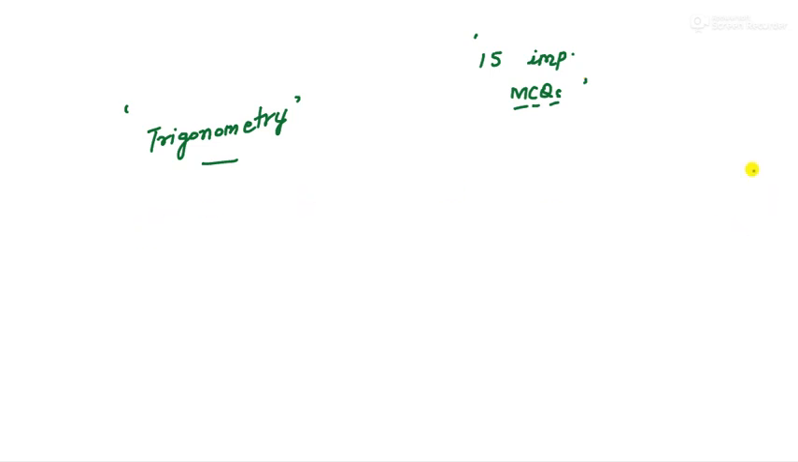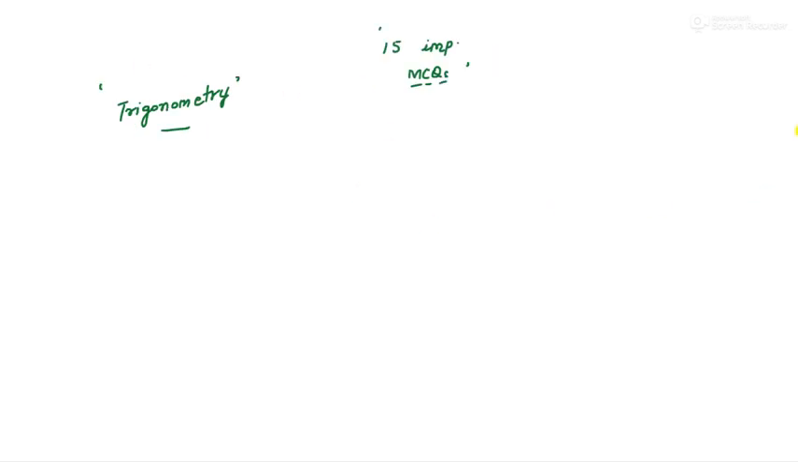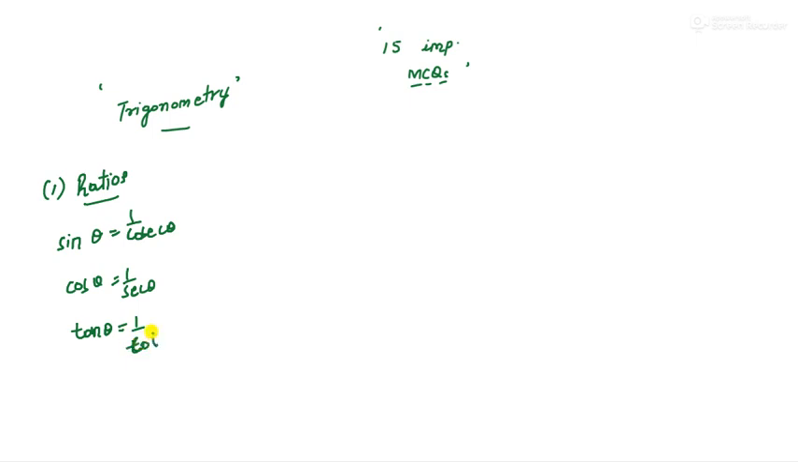Before moving to the questions, let me tell you some basics. First are the trigonometric ratios. How many are there? Six. We call them ratios: sine theta, cos theta, tan theta, and they are reciprocals of what? Cosec theta, sec theta, and cot theta. Okay, so these are the six ratios. You have to remember these things.